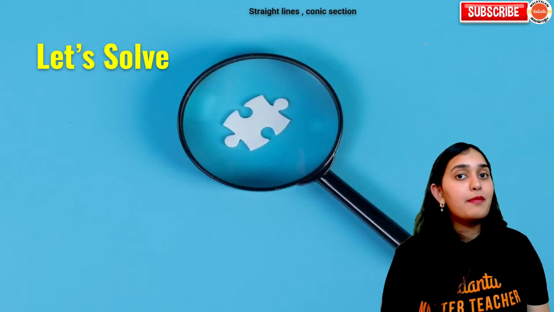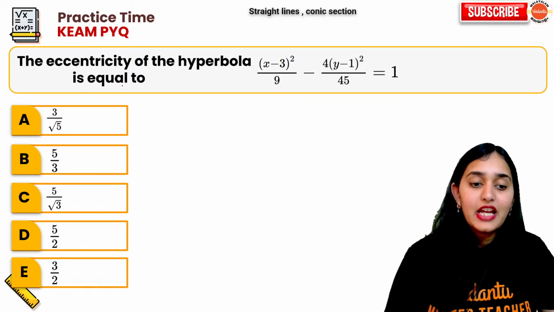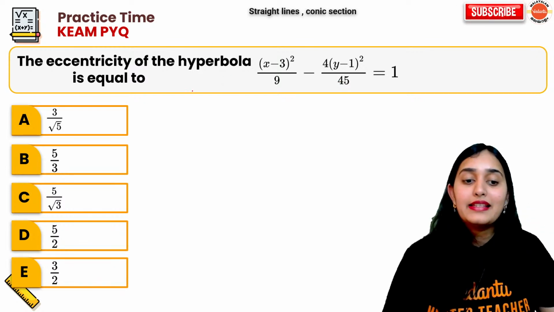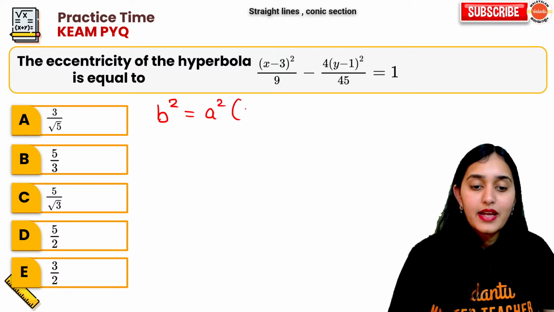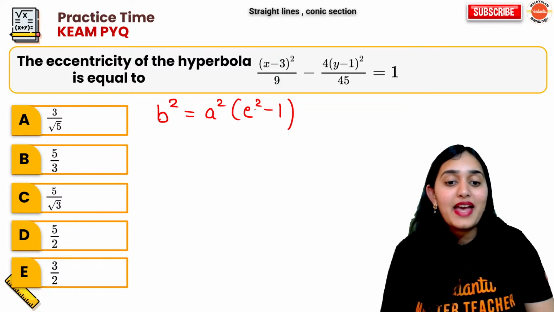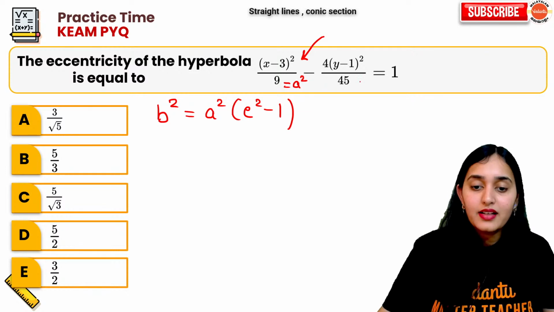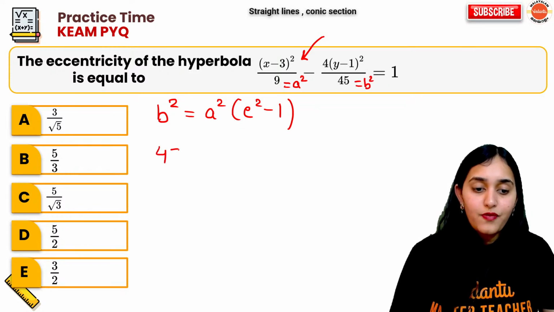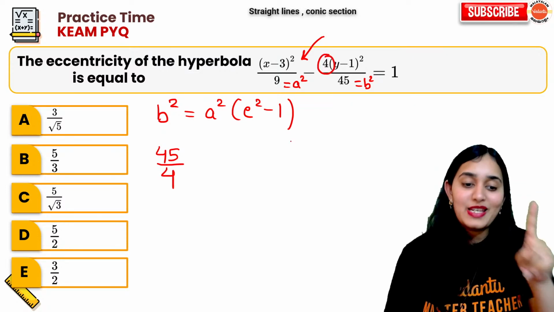Alright, let's solve some questions based on that. Question number 1. The eccentricity of this parabola is equal to dash. What is eccentricity? Eccentricity is basically, we use the formula b square is equal to a square into e square minus 1. What is b square? What is a square? Now this is the standard equation of the parabola. So this is a square, this is b square. So just use that. So b square is 45 by 4 because 4 cannot be in the coefficient.